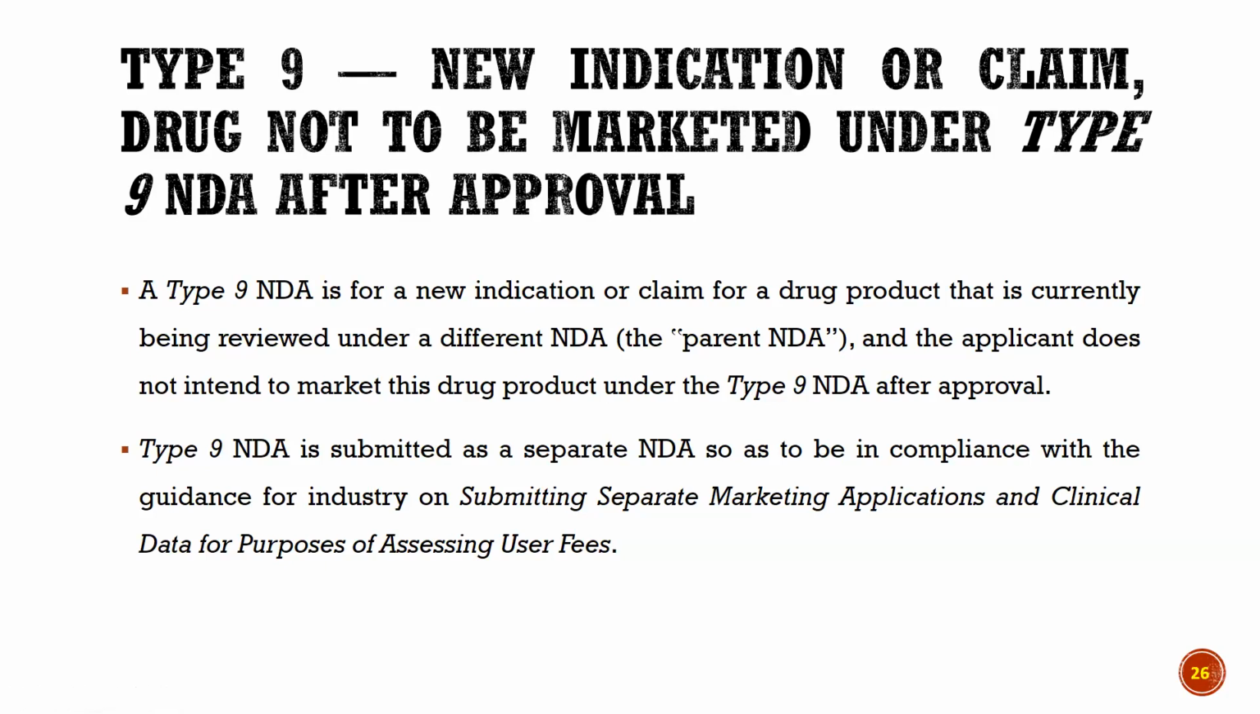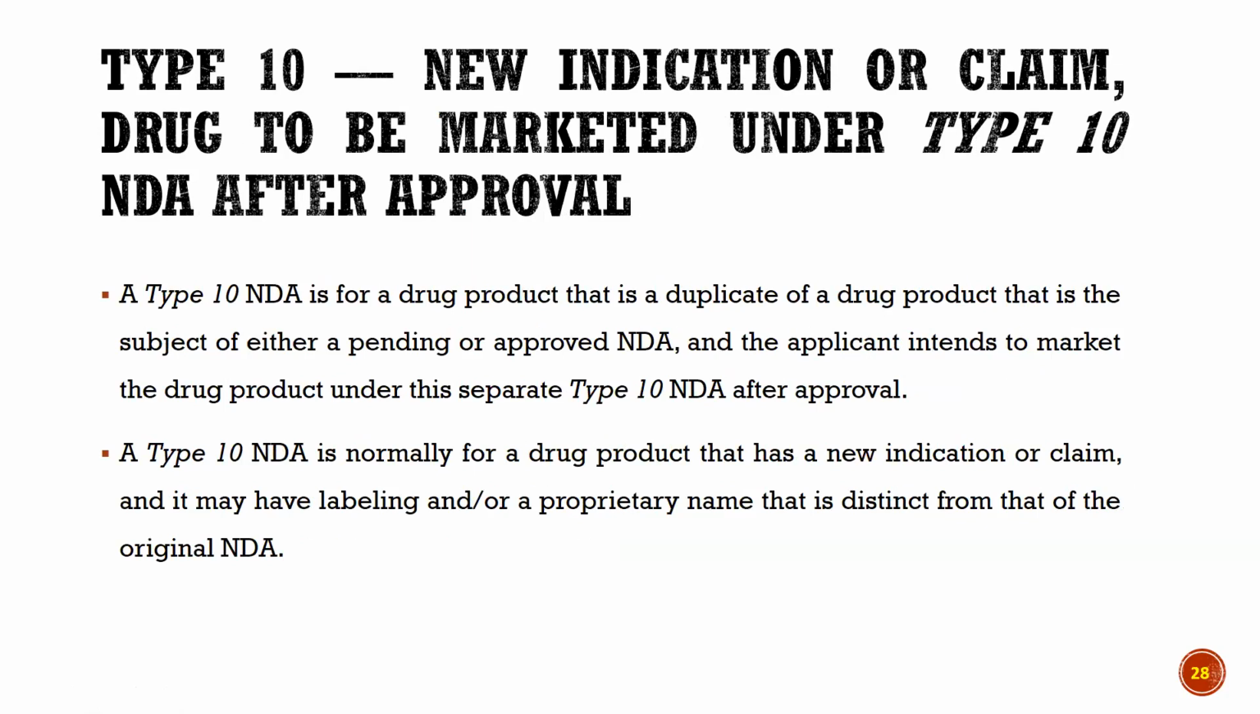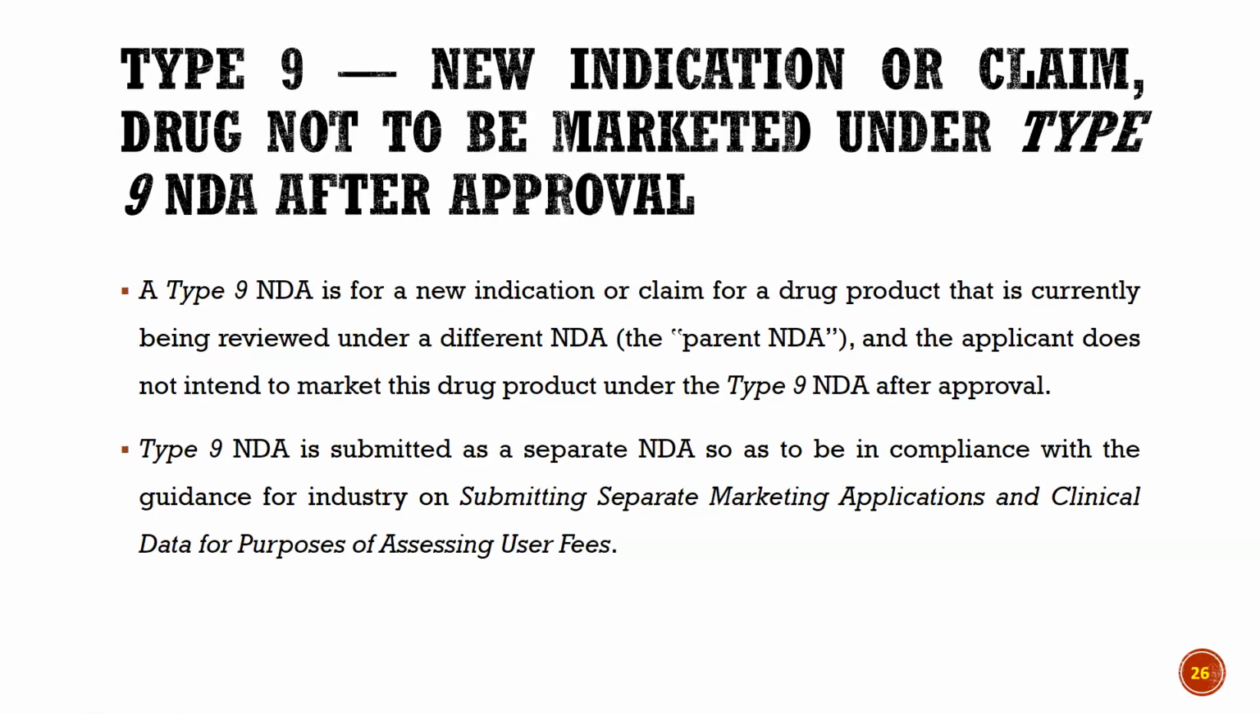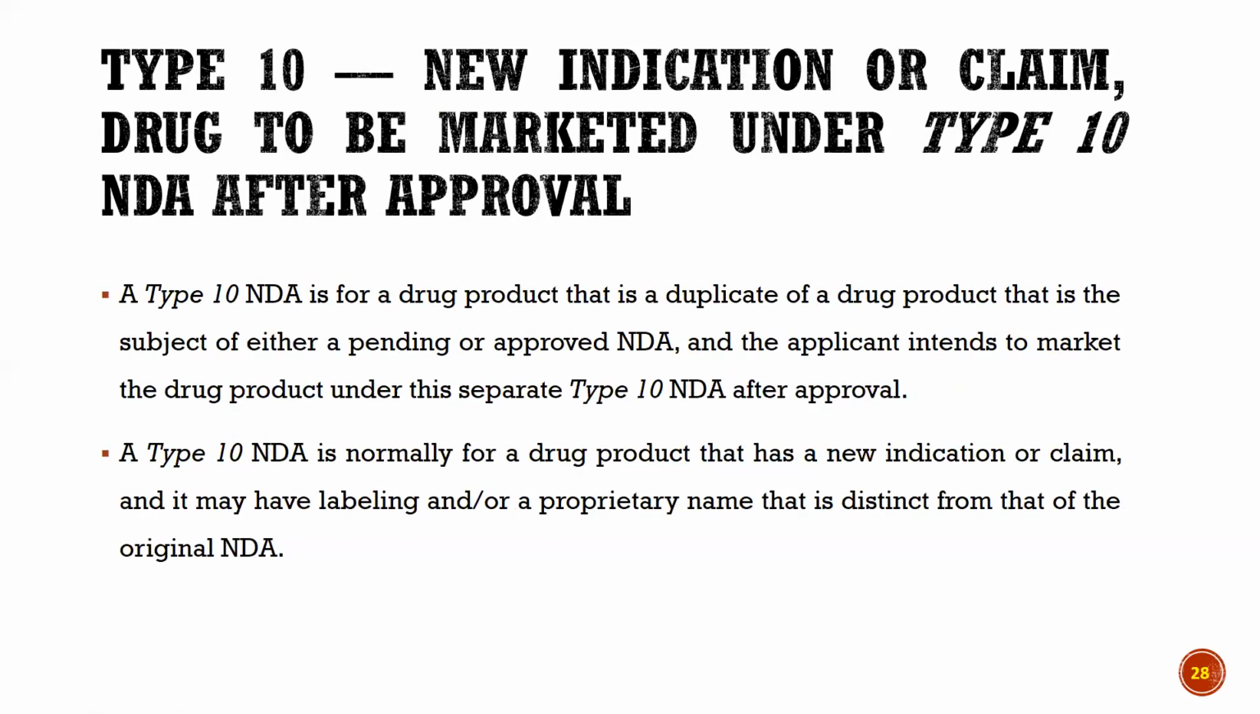Type 10, which is new indication or claim, drug to be marketed under the type 10 NDA after approval. The previous one, type 9, is not to be marketed under type 9. So type 10 is to be marketed under type 10 NDA after getting the approval. Type 10 NDA is for the drug product that is a duplicate of a drug product that is the subject of either a pending or approved NDA, and the applicant intends to market their drug product under this separate type 10 NDA after getting the approval from the FDA.